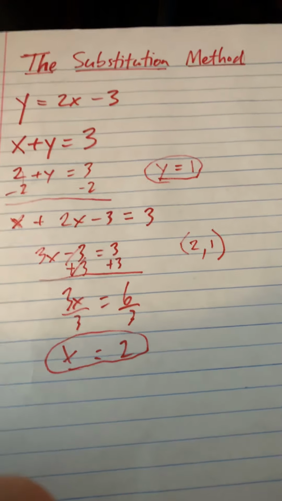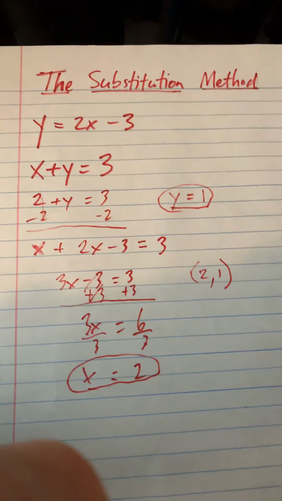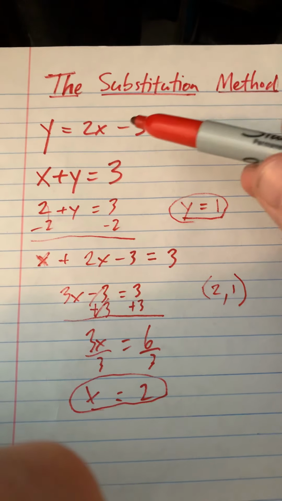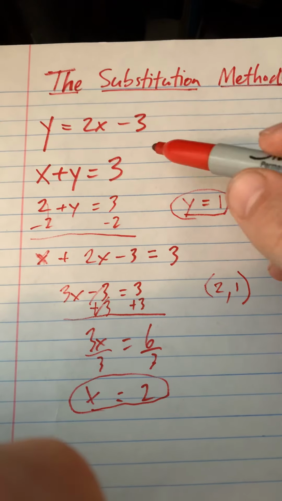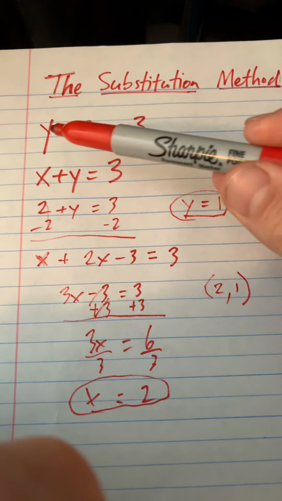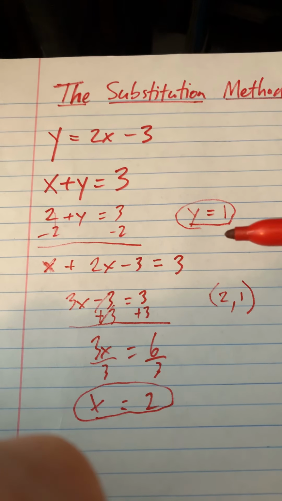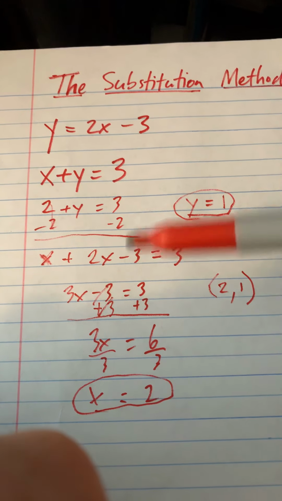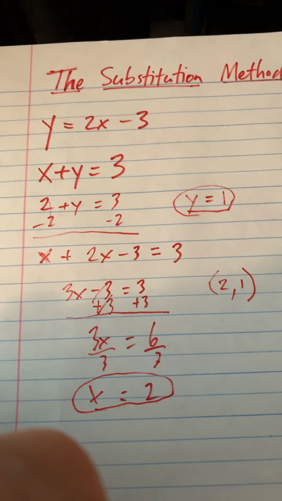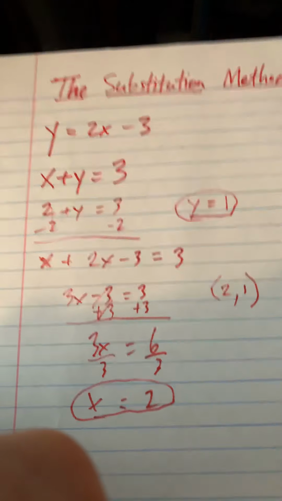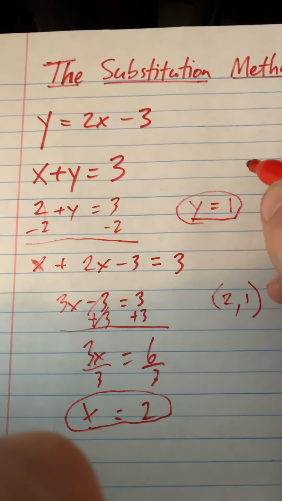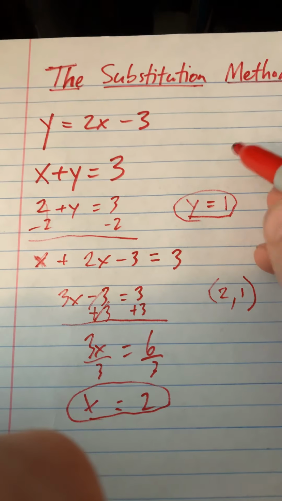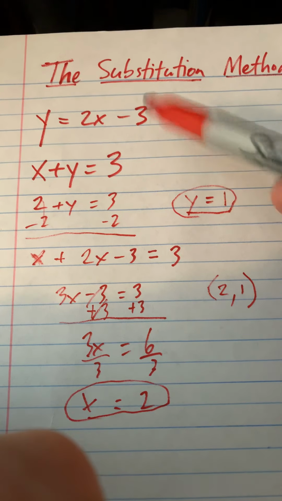Now we can check our work and make sure it's correct by plugging in both of these values. If I plug in the value for y and the value of x, these equations should balance out. So I'm going to try that. For y, I'm going to put in a 1.